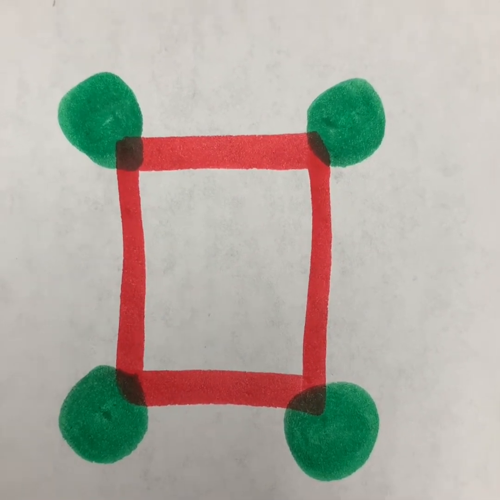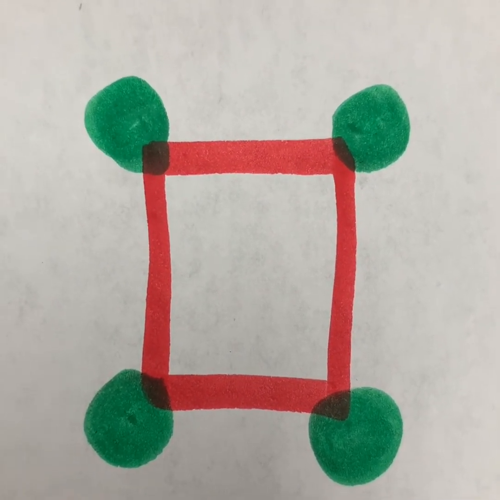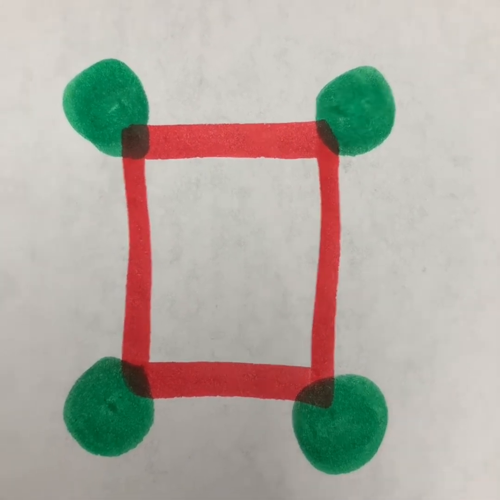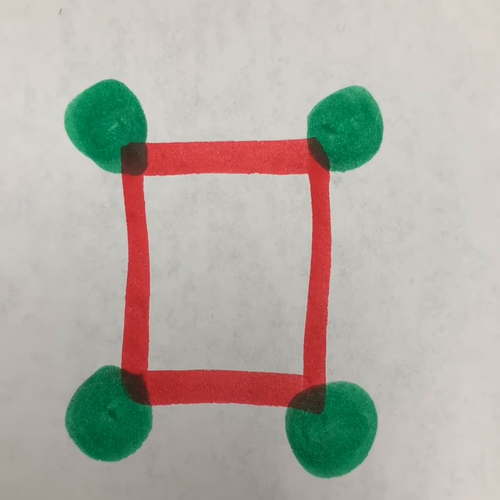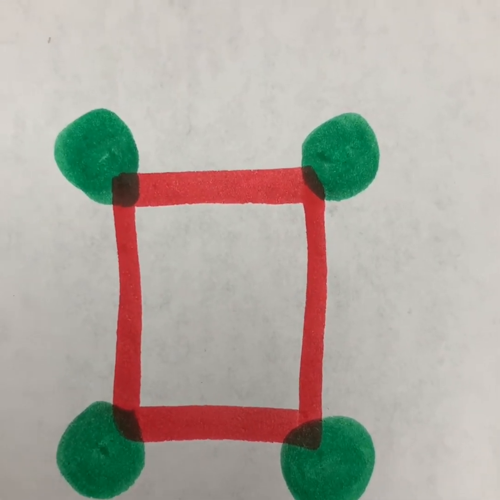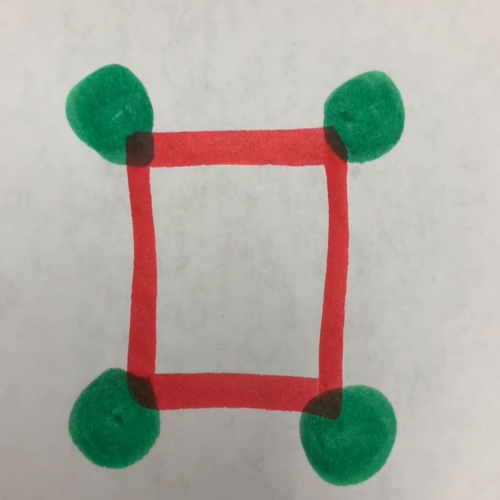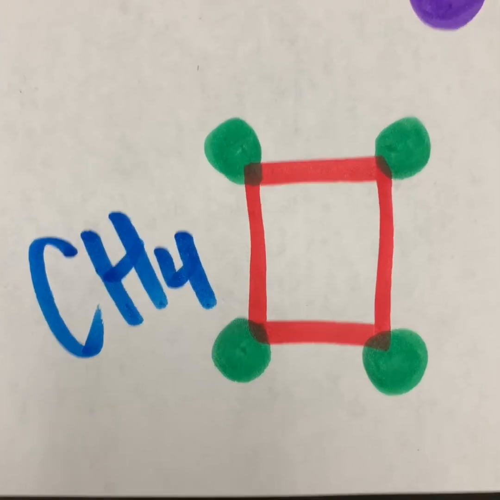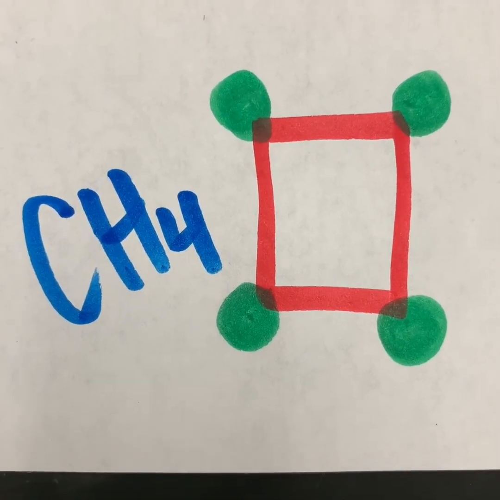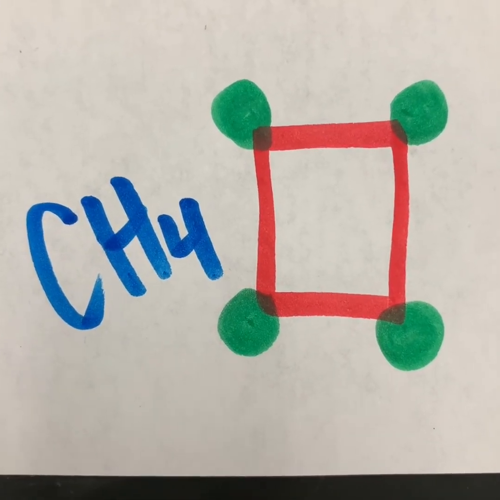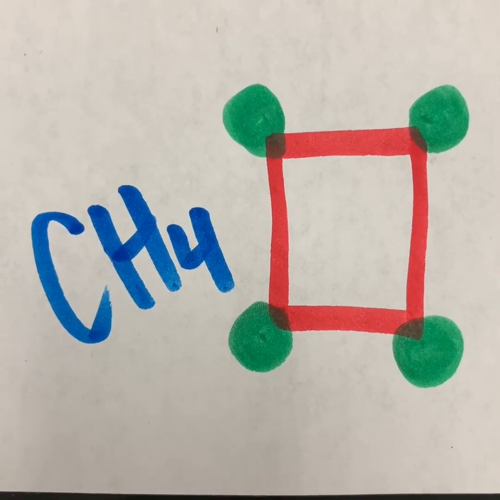Right here, this could be an example of what is called methane, CH4. If we had a bunch of these red squares with 4 green dots touching them over and over and over again, that sample would be purely methane. The chemical formula for methane is CH4, so the red square would represent the carbon and the 4 green dots would represent the 4 hydrogens.